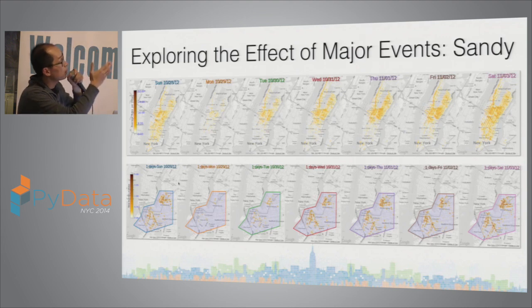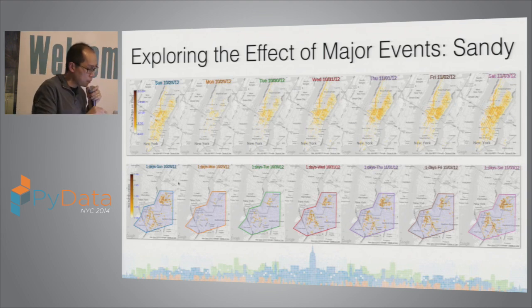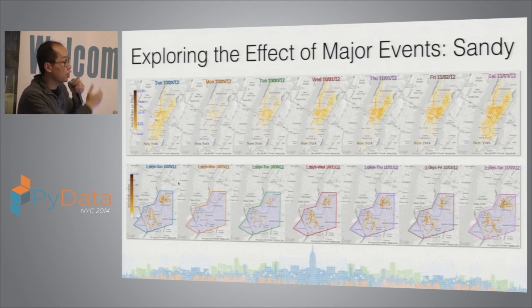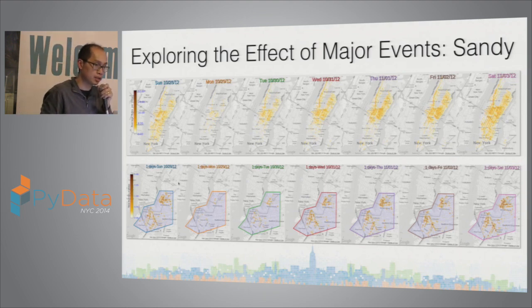Sandy hit New York on Monday, October 29th, and then just 2 days after that the taxi trips are gone. But if you look at Brooklyn, they recover pretty fast, right away on Wednesday the 31st. But if you look at Manhattan, only the upper part recovered. The lower part of Manhattan is still really empty. There's no activity there until Saturday. Because there was a huge power outage in lower Manhattan when Sandy happened, they recovered really slowly.